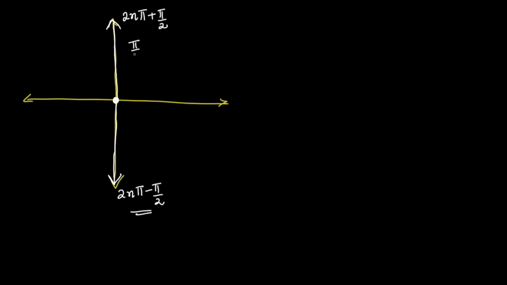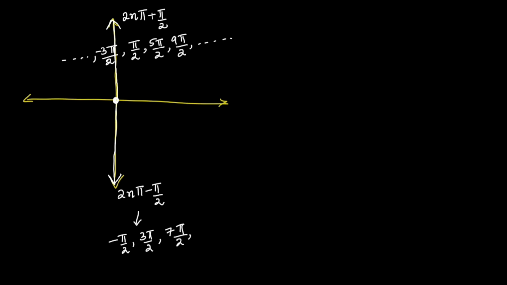By substituting some values of n here and here, if we list out some angles representing positive and negative y-axis, they would be pi by 2. Put n value 1, you will get 5 pi by 2. If you put n value 2, you get 9 pi by 2. And here, if you put n value minus 1, you will get minus 3 pi by 2. Similarly, if we substitute some values of n in here, we will be getting, for n value 0, minus pi by 2, 3 pi by 2, 7 pi by 2, 11 pi by 2, and so on.